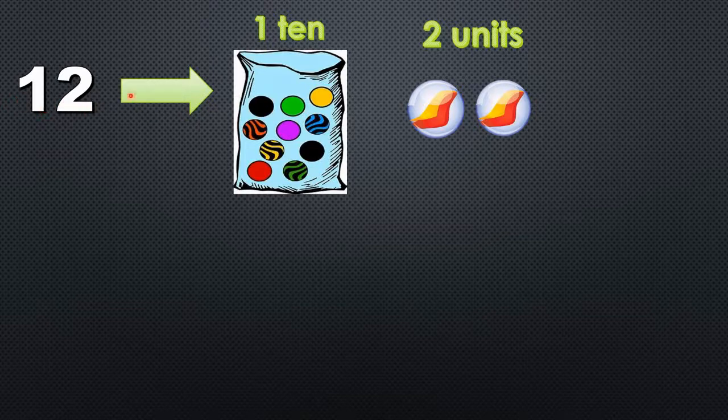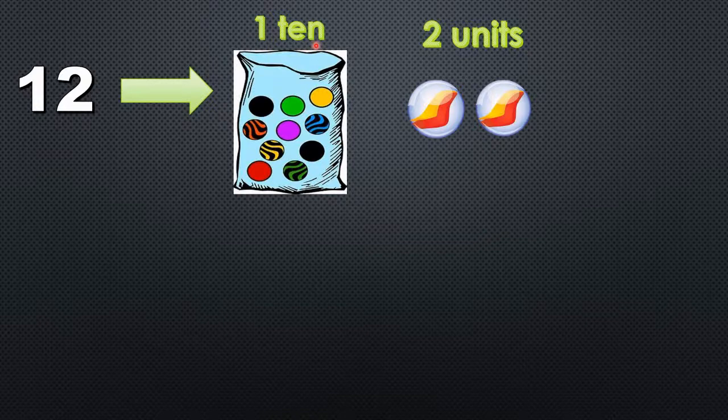First, 1 ten. Marbles are here. Let's count. 1 ten means how many marbles are here? 1, 2, 3, 4, 5, 6, 7, 8, 9, 10. In one sack, 10 marbles are given. 10 marbles means 1 ten.